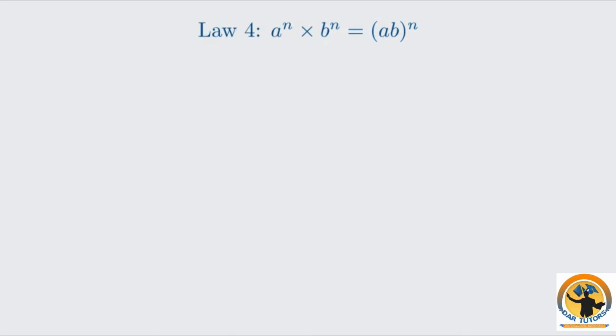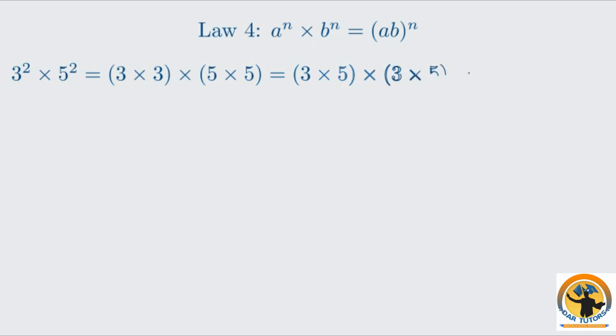Let's see why. Consider 3 squared times 5 squared. This is 3 times 3 times 5 times 5. We can rearrange the terms to get 3 times 5 times 3 times 5. This is 15 times 15, which is 15 squared. So 3 squared times 5 squared equals 15 squared.